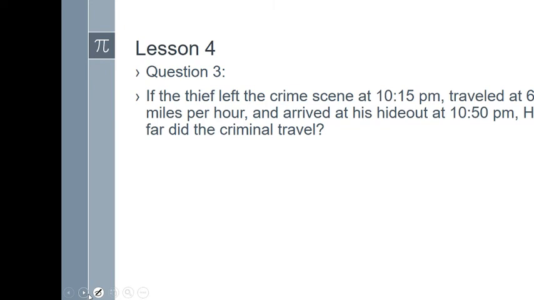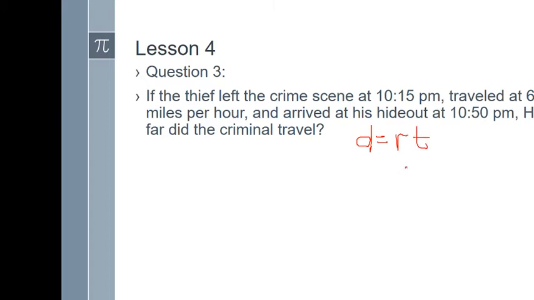All right, so question 3. If a thief left the crime scene at 10:15 p.m., traveled at 65 miles per hour, and arrived at his hideout at 10:50 p.m., how far did the criminal travel? I think the quickest way to get at this one, this is the way I would do it, is by using the formula distance is equal to rate times time.